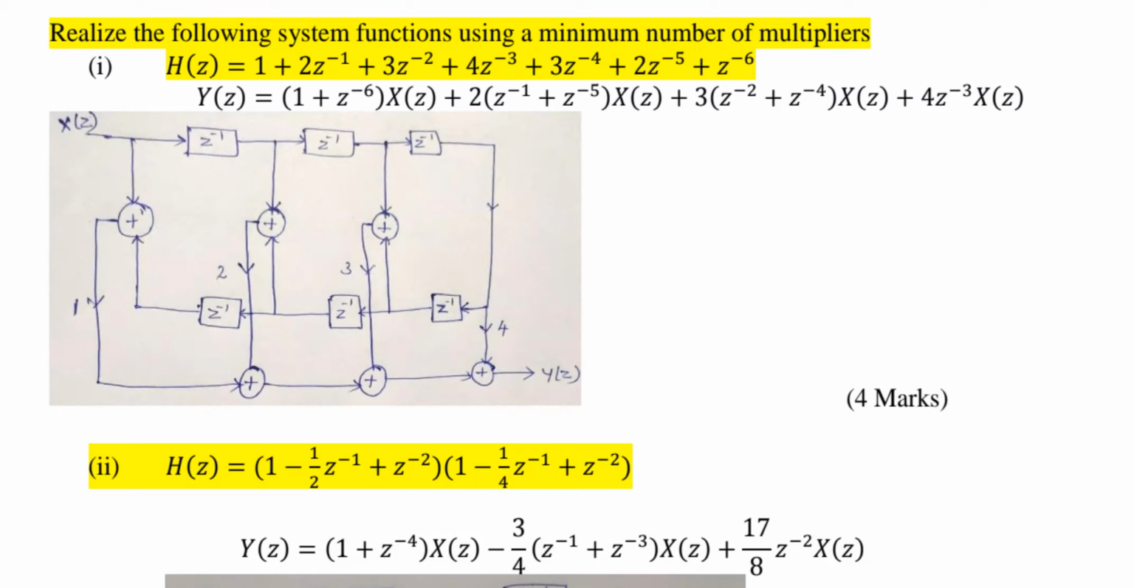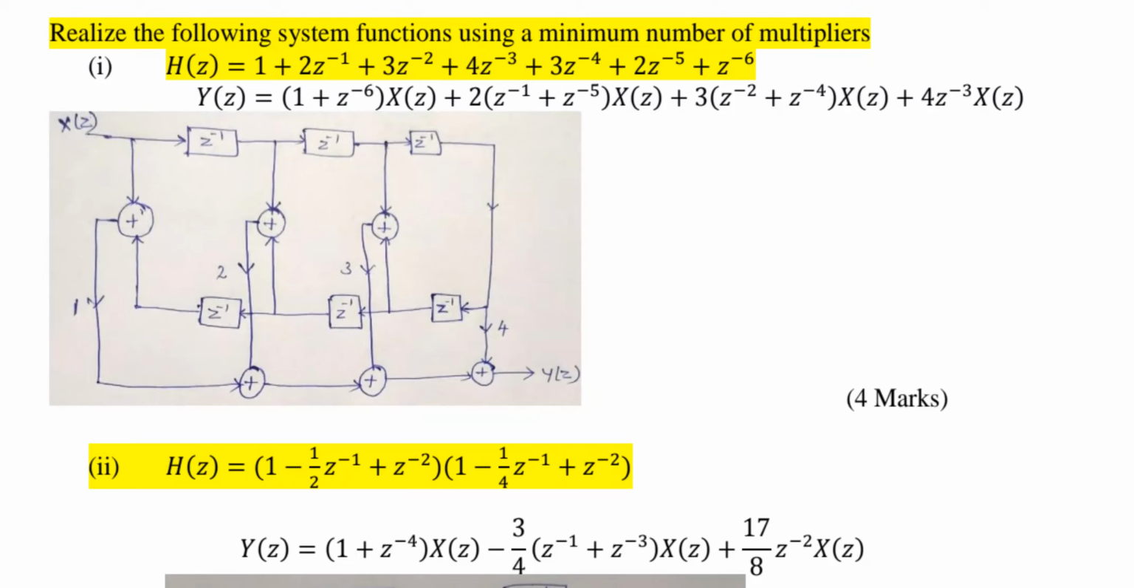Let us see how. If you look at H(z), the coefficients are repeated. In this H(z), there are 7 coefficients in total. The center point is 4z^-3. The left-hand point and the right-hand point of 4z^-3 are the same: the coefficient on the left is 3, that is 3z^-2, and similarly the right side is 3z^-4.